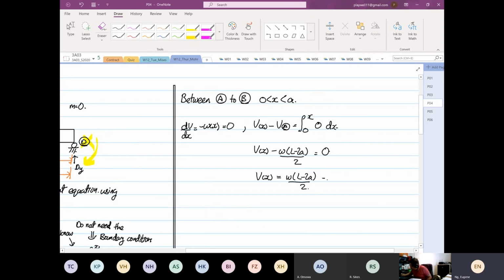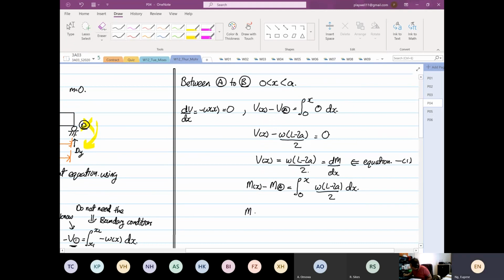And this will be equal to dM/dx. So over here, this is an equation. It's no more constant. I'm going to call this equation number 1. Then the next thing that we do is integrate for moment. So moment as a function of x minus moment at point A will be equal to the integral from 0 to a distance x of omega (L minus 2a) divided by 2 dx.